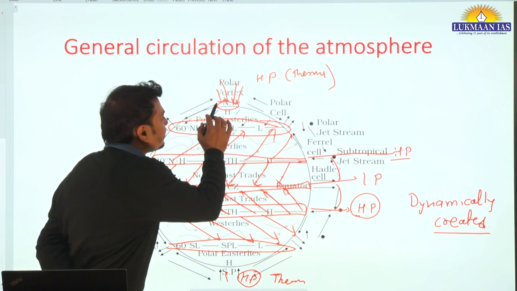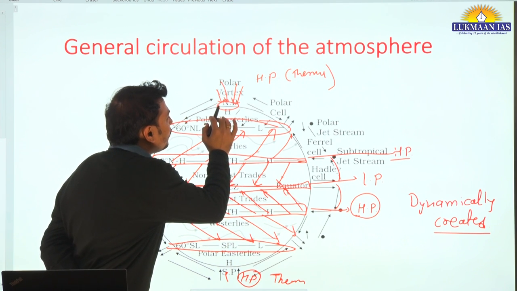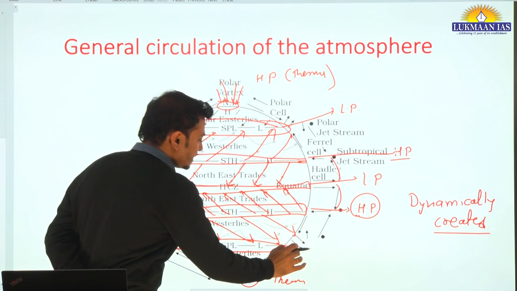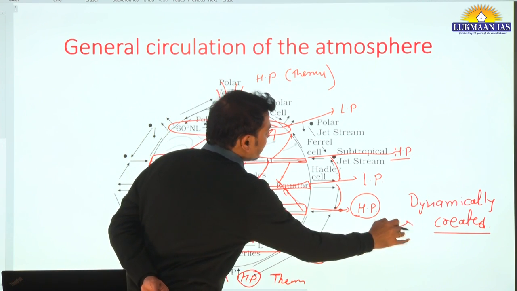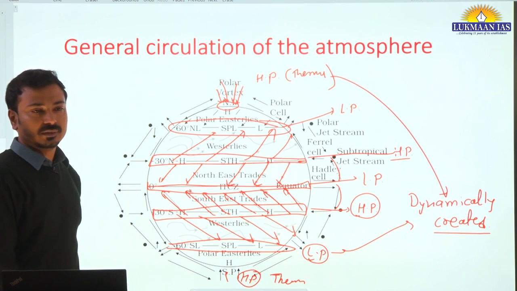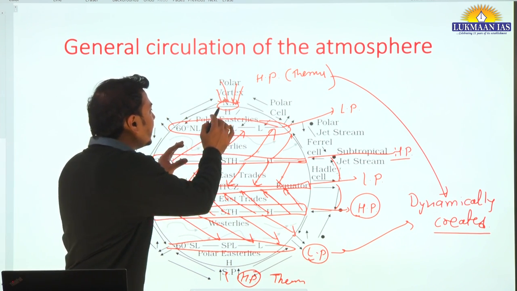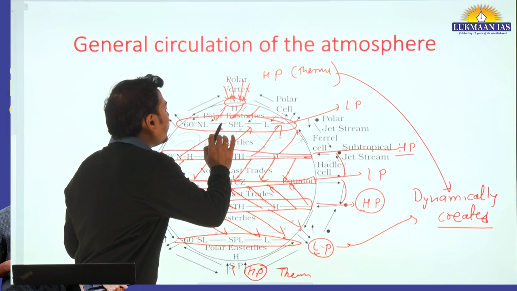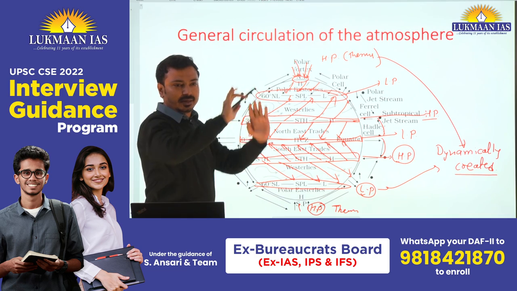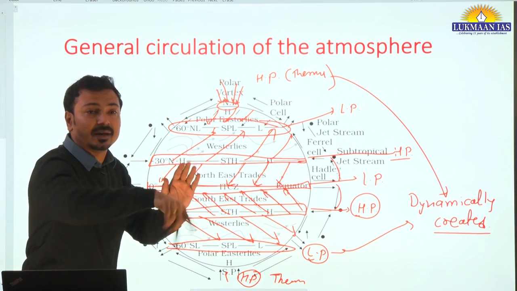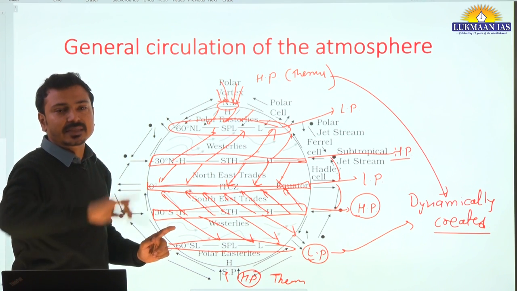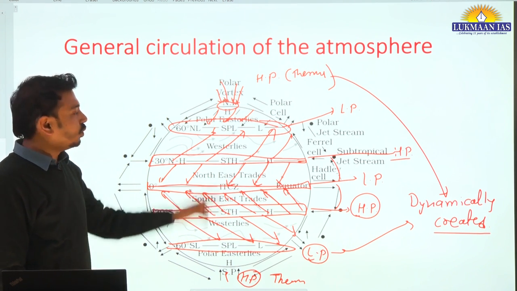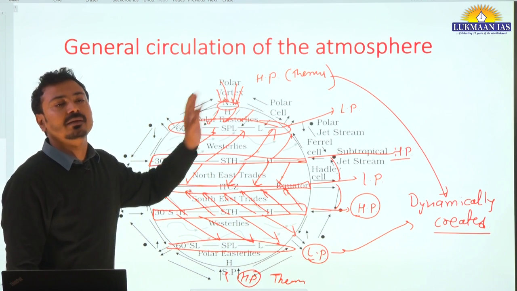Now, as the wind is subsiding and staying near, the wind will blow from high pressure to low pressure region, and this is one such low pressure area. It's 60-65 north and south. This is again created dynamically due to rotation of the earth. Why? Because the wind coming along the surface from the polar region and the subtropical high pressure region is converging here and moving up. So it is not staying there. It is leaving that place. When the wind is leaving the place, we call it a low pressure. Two dynamically created, two thermally created pressure belts.